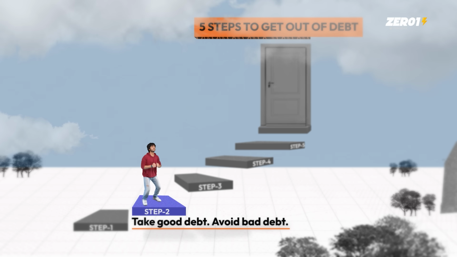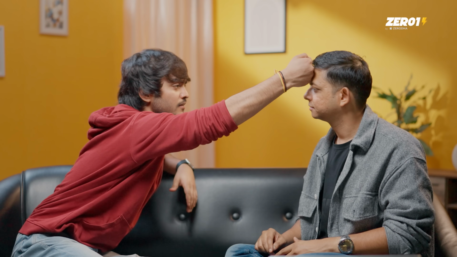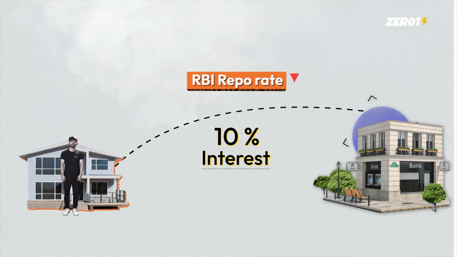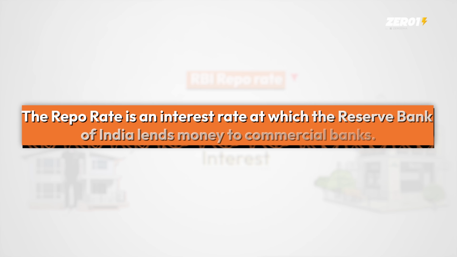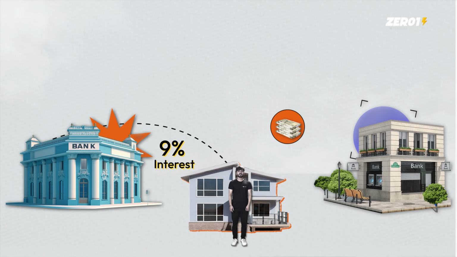Okay, now that you understand the difference between good loans and bad loans, let's move on to the next point. Take one more loan. No, it's called refinancing. For example, let's suppose you have an existing home loan at 10%, and the RBI reduces its repo rate, which is basically the rate it gives loans to banks. Now, let's suppose you are on a fixed rate and your loan does not adjust. So what you can do is take another loan and refinance that 10% to 9%. So you're paying less interest.